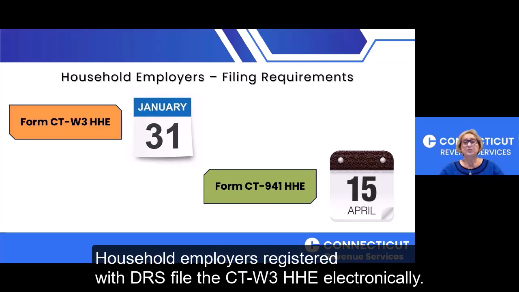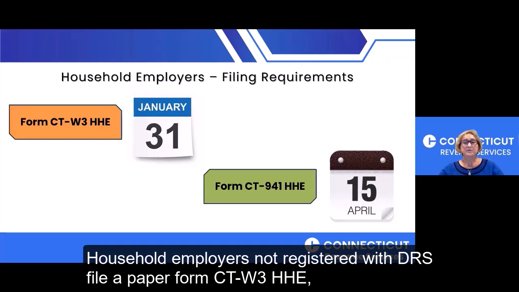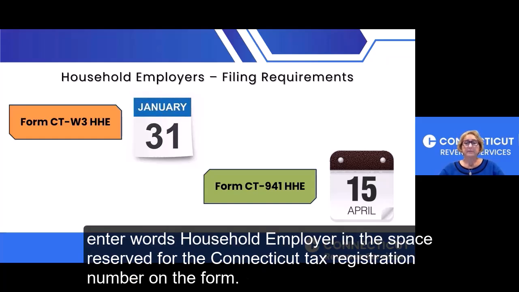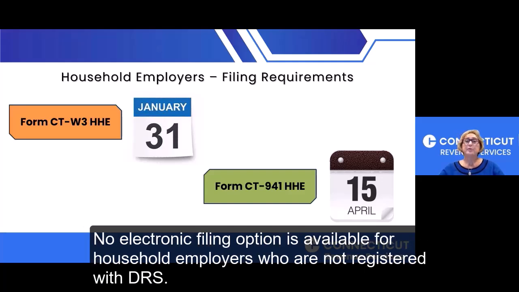Household employers registered with DRS file the CT-W3HHE electronically. Household employers not registered with DRS file a paper form, CT-W3HHE, with the paper Federal Forms W-2, and they're reporting Connecticut wages paid. Enter the words household employer in the space reserved for the Connecticut tax registration number on the form. No electronic filing option is available for household employers who are not registered with DRS.